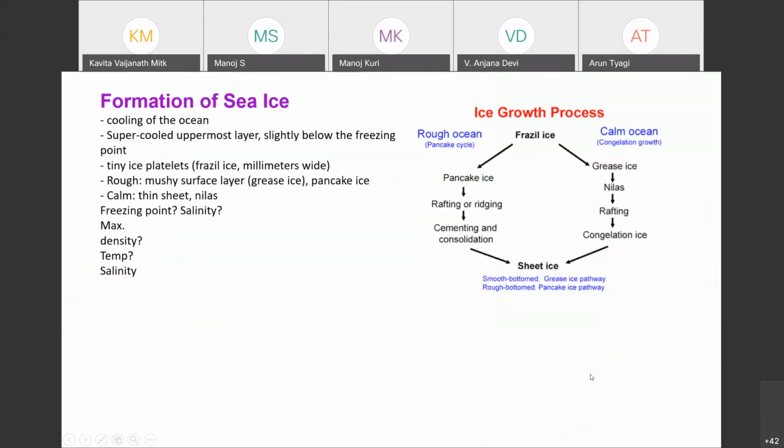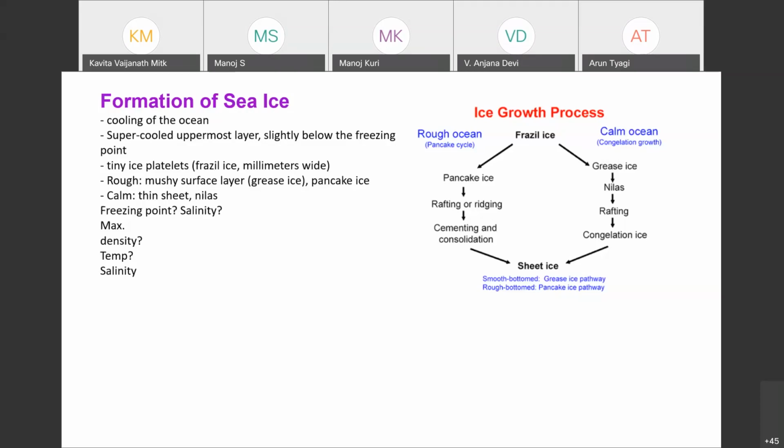Then, how the sea ice forms: as I said, the Antarctica is a landmass surrounded by sea ice and ice shelves and other things. So, sea ice basically forms from the cooling of the ocean. All right, so it forms on the ocean surface, and why does it happen? Because of the supercooling of the uppermost layer. It also plays an important role when we study the Antarctic regions.